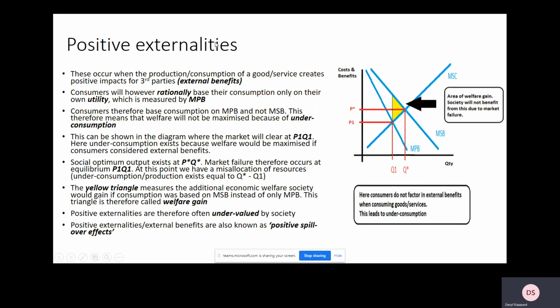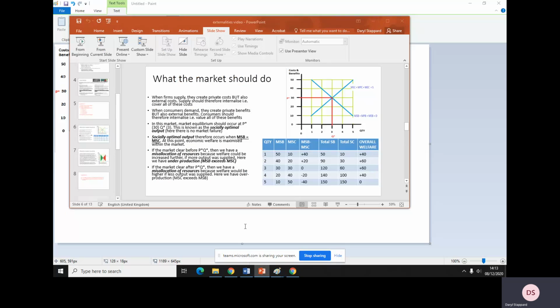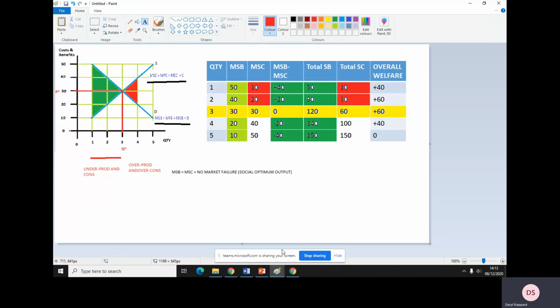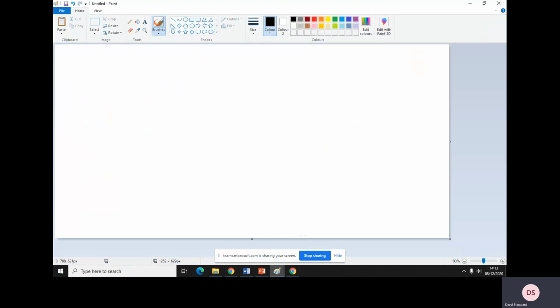Right, everyone, what we're now going to be thinking about then is what we call positive externality market failure. Now, what I would say is this diagram here on the right-hand side will show positive externality market failure, but I'm going to build up to that diagram. What I'm going to do, I'm going to take you out of this. I'm going to load up a new Microsoft Paint document. So follow this with me, everyone.